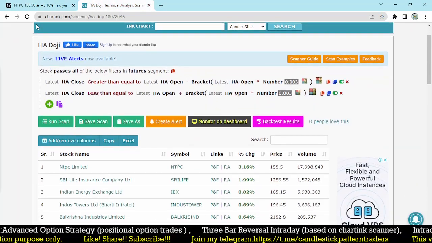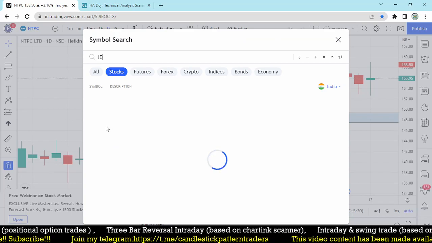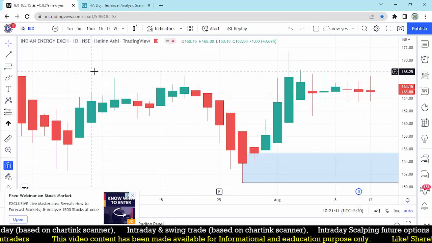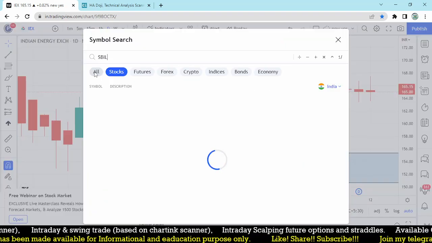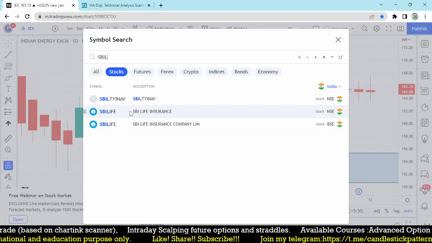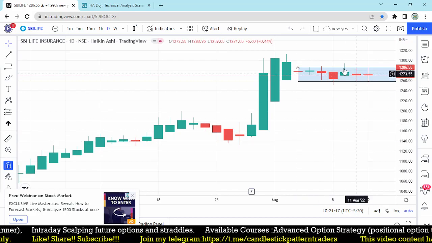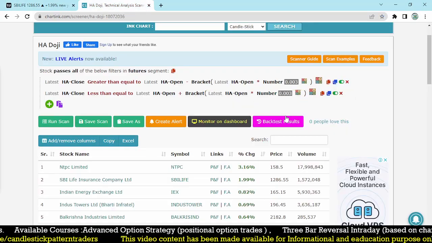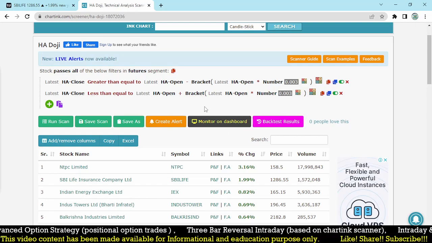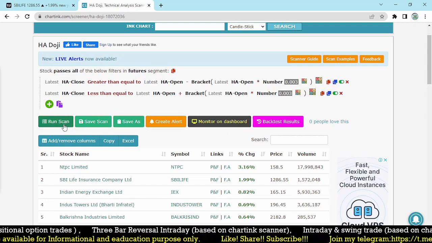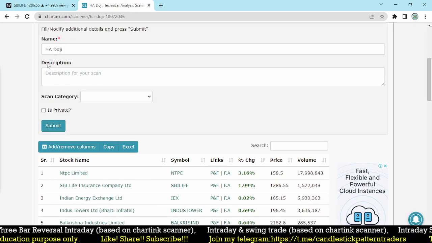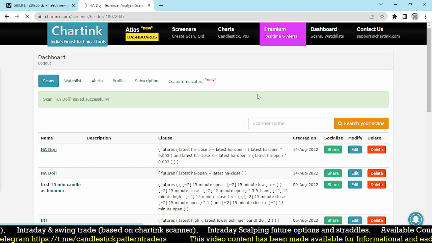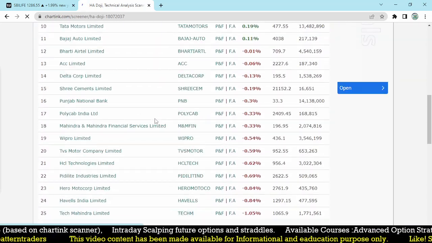SBI Life, India, IEX. IEX looks like a doji. SBI Life, that also looks like a doji. So this will help you to find out Heikin-Ashi doji candles, right? This scan, I will save the scan and you can find it with HA doji. I'll submit it here and we find such kinds of stocks.